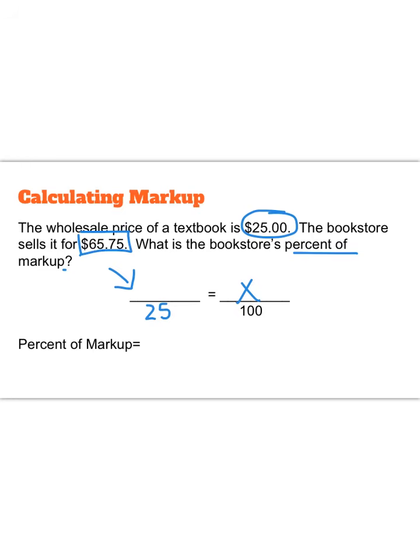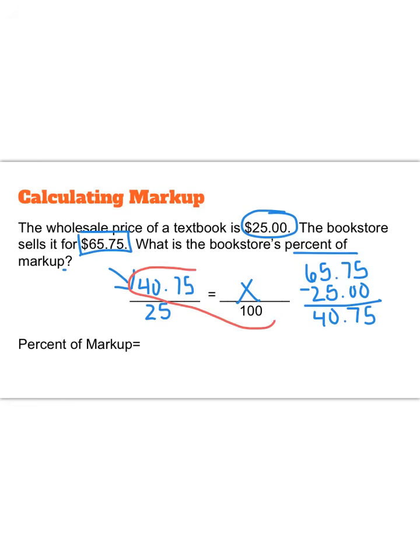The numerator is how much the book had been marked up. So that just means we have to do one extra calculation. We know the bookstore sold it for $65.75, and we know it cost them $25. I think if we subtract those two, we'll figure out how much the store marked up the book. And so they marked up the book $40.75.